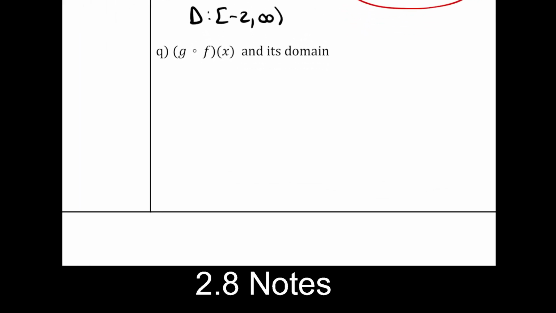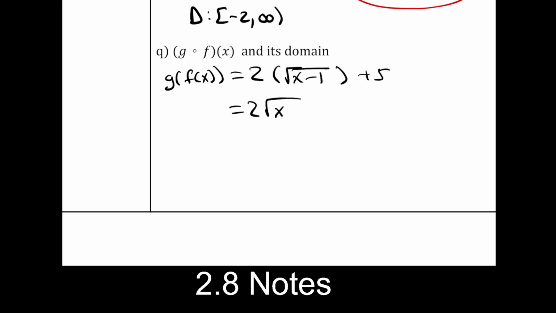Part Q is just flipping it, right? G of f of x. So it's going to be your g function, which is 2 parentheses plus 5. But now, instead of writing x, we're going to plug in f, which is root x minus 1. So of course this is just 2 root x minus 1 plus 5, which is a little bit nicer of a function, right?